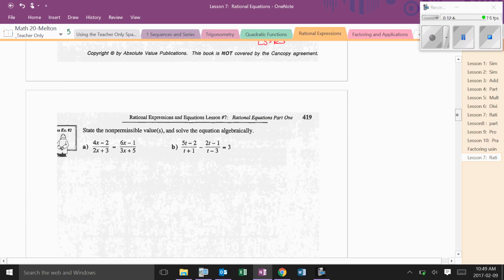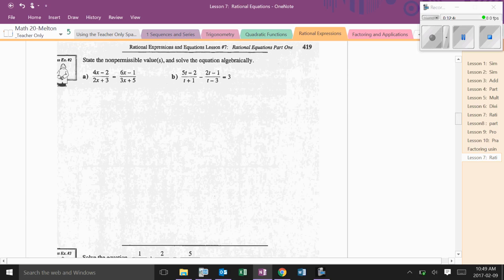Let's take a look at the next example. Solving, then again, what we recognize is that we have just a fraction equal to a fraction. When we multiply this side by 2x plus 3, those cancel out. I'm multiplying the right side also by 2x plus 3, then we need to multiply the right side by 3x plus 5. That takes away that denominator, and we also need to multiply the left side by 3x plus 5.